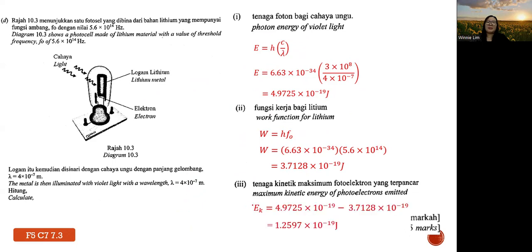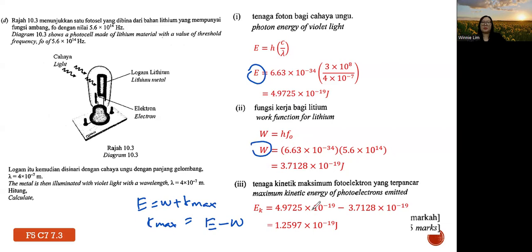And lastly, part 3, teacher says, what is the formula already? E equals to W plus K max. So K max equals to E minus W lah. So E minus W, and you get this lah in joule as well. Okay, so hopefully you all can do the calculation under the quantum physics topic lah.